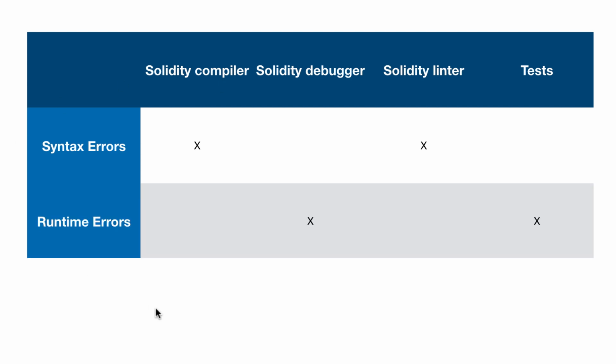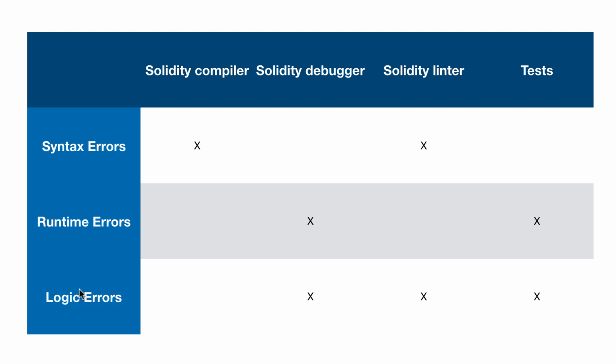Next, you have runtime errors. Your main tool to troubleshoot runtime errors is the Solidity debugger. The Solidity debugger will allow you to go through your smart contract code step by step and to understand what happened at each step, and you can also inspect the value of the different variables at any time. And you can also use tests to find your runtime errors. It's up to you to write your tests, but they are able to catch the runtime errors of the Ethereum virtual machine and report them to you.